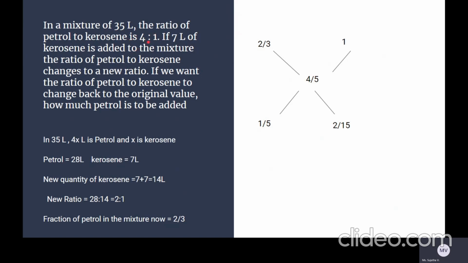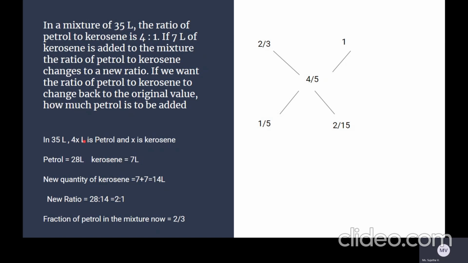Okay, now what is being done at the first stage? First stage, 7 liters of kerosene is added to the mixture. Okay, and the ratio of petrol to kerosene changes to a new ratio. Let's find out what the new ratio is. So it is 35 liters totally, which is divided in the ratio 4:1. Okay, petrol is 4 parts and kerosene is 1 part. So what is the quantity of petrol in the mixture? It is 28 liters, and the quantity of kerosene in the mixture is 7 liters, right?